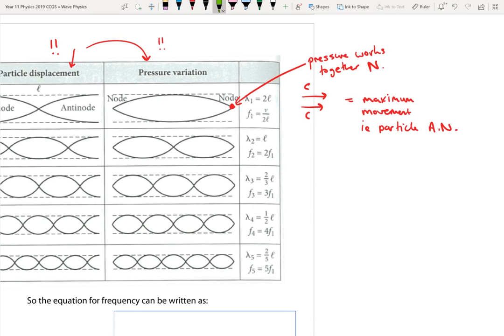And then obviously in this region, you've got a pressure antinode. That's where they're working against each other. Against. That's not how you spell against. And so that could be a compression trying to push it that way, and a compression trying to push it that way, and that's going to equal zero movement of your particle. Okay.